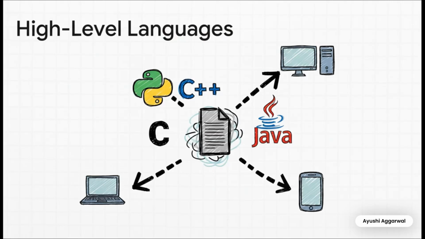You've definitely heard of these high-level languages. I'm talking about C, C++, Java, and of course, everyone's favorite these days, Python. Their biggest advantage is that they are machine-independent. What does that mean? Well, it means the code you write on one computer can often run on totally different kinds of machines without too many changes.